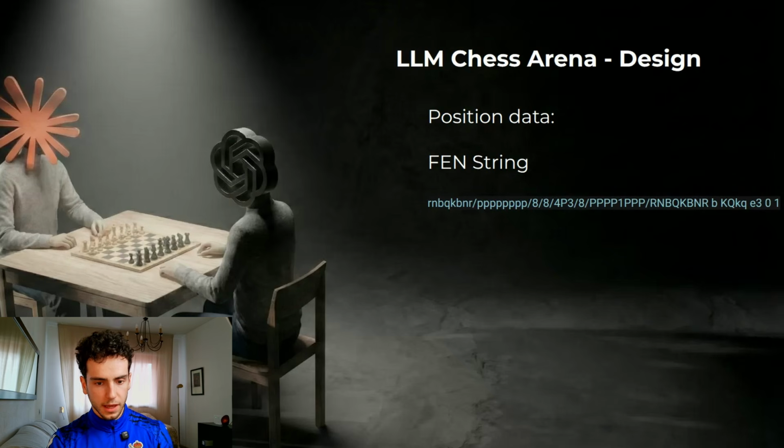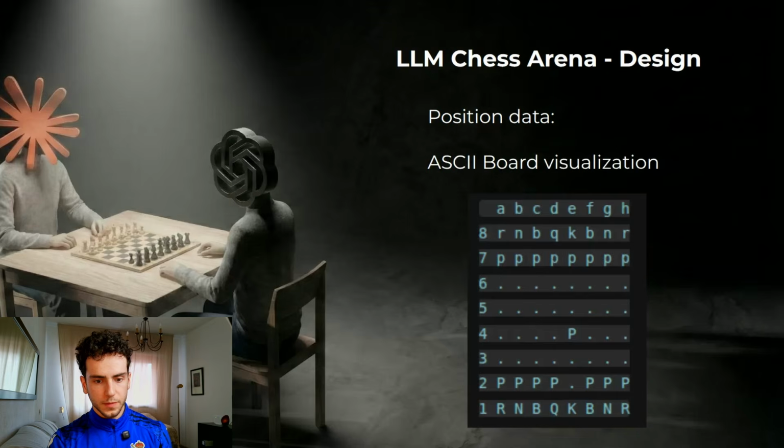And then we just go and explain the position of the board in different ways. First way that we do this is using the FEN string. This is a typical standard chess notation. Next thing that we do is send it an ASCII board. Some scientific research has found that showing this kind of visual representation of the board is actually helpful for large language models. So we also put it in there.